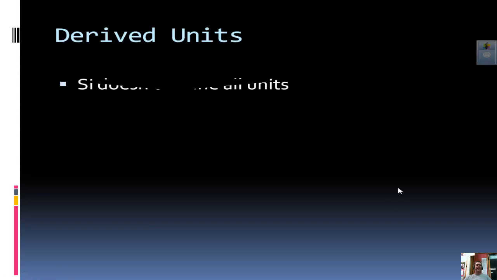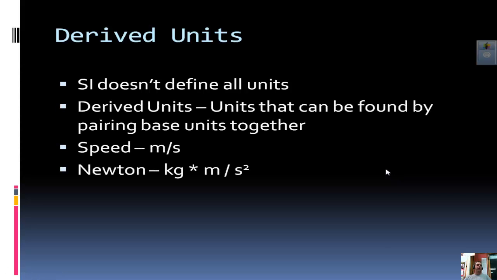Now the thing is, SI didn't define everything. Yes, they did come up with some common base units, but they said you can go ahead and put some of these base units together to define some of the others, or you can derive your own. Derived units are just units that can be found by pairing base units together. For example, speed. Speed is just distance divided by time. Distance is a length. Length, we said, is measured in meters. Time was measured in seconds, so you get meters per second.